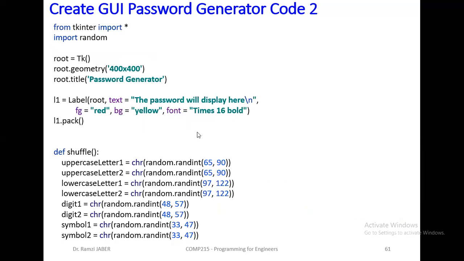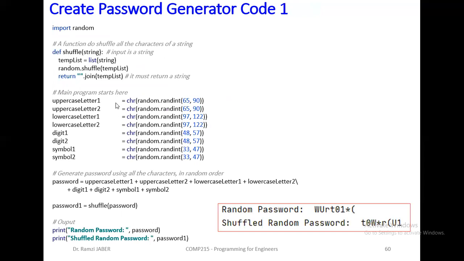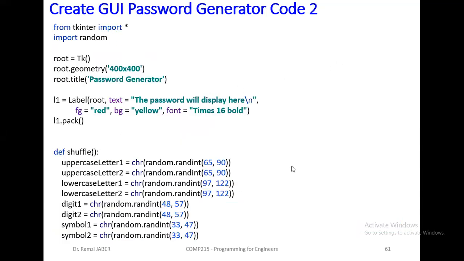Now I want to convert this code to be a GUI. So code 1 for the password generator is only input and output, no buttons, nothing. So this is the main code. Any question here? Any question? Good. So the same code we'll put inside the GUI code.